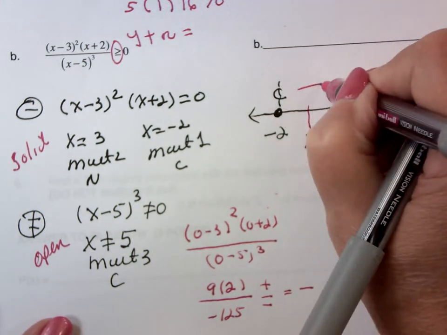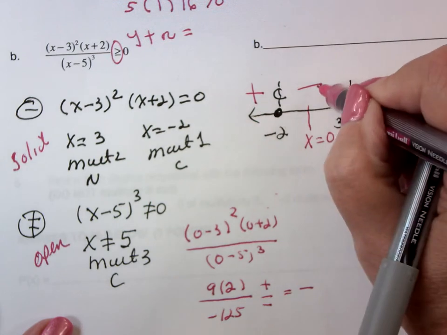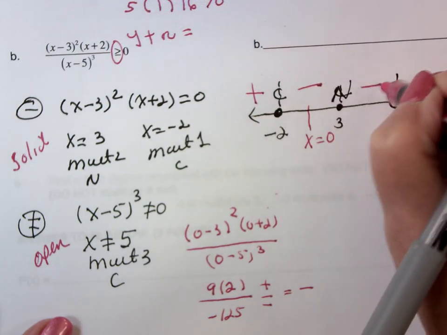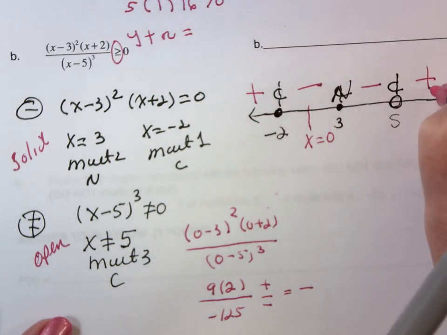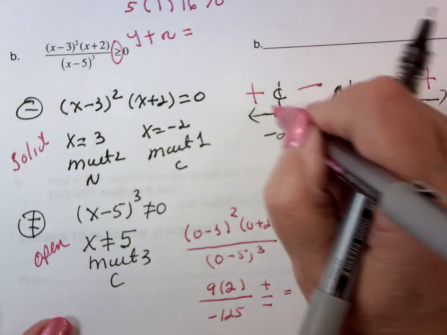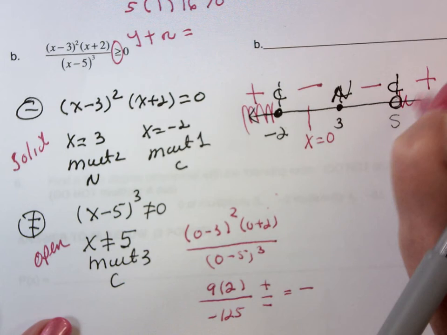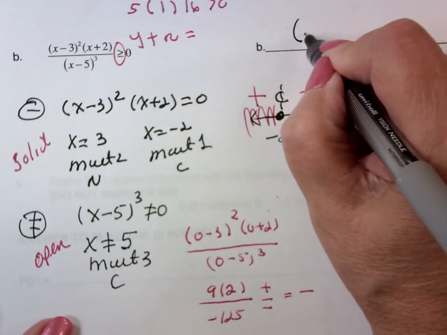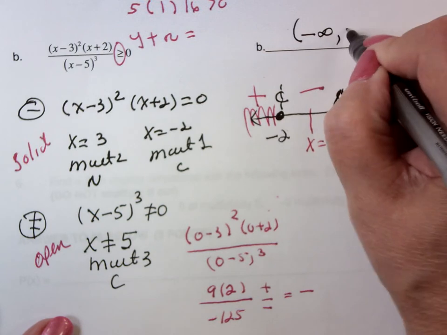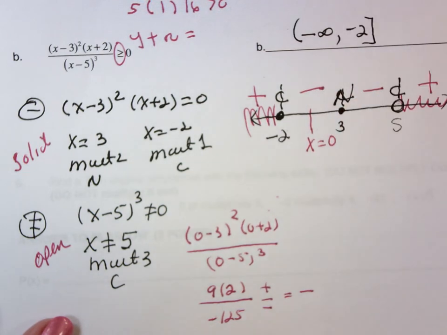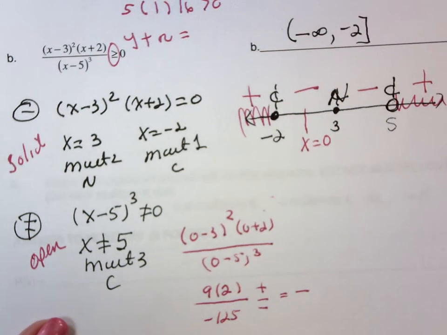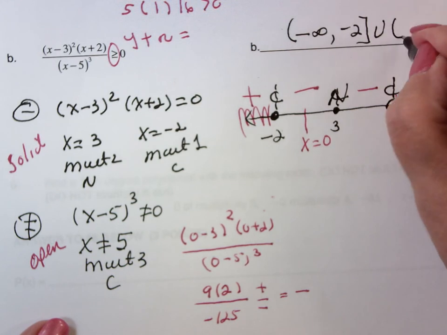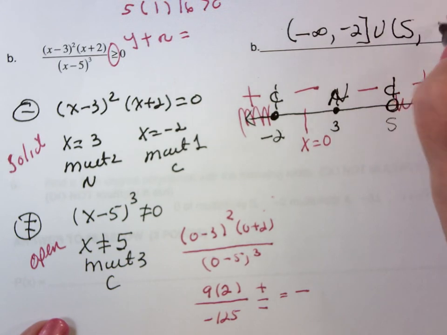So negative, change, positive. Negative, no change, negative, change, positive. And I am wanting positive. So my answer is going to be minus infinity, negative 2, include, because it's a solid dot, don't include 5, infinity.